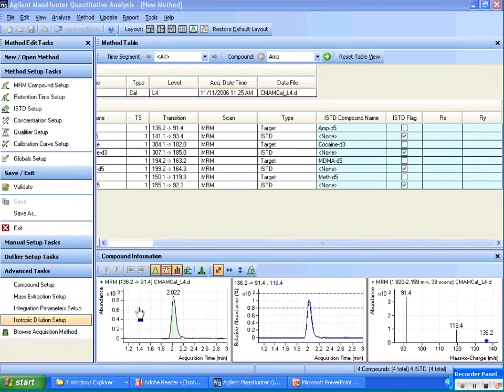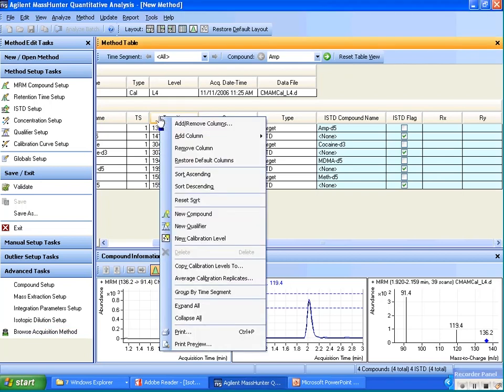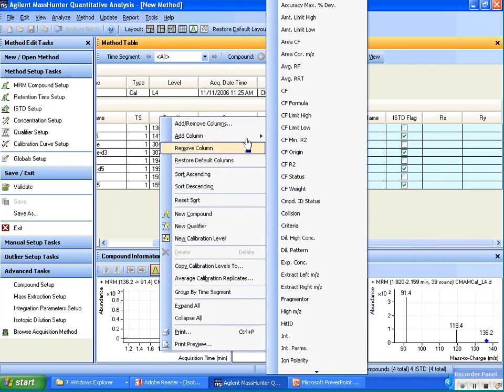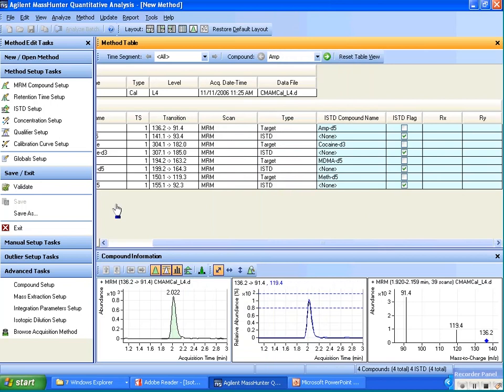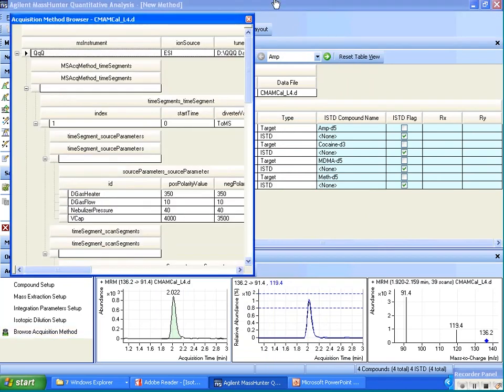Last in the advanced tasks, I'd like to show you the browse acquisition method. Now, for the particular sample that you came across with the method editor, if it occurs that you want to know more information that is in the quantitation method, and by the way, the quantitation method does have access to columns such as the collision energy and the fragmenter, but there are pieces of information that are not brought across into the quantitation method. Let me show you the acquisition method.